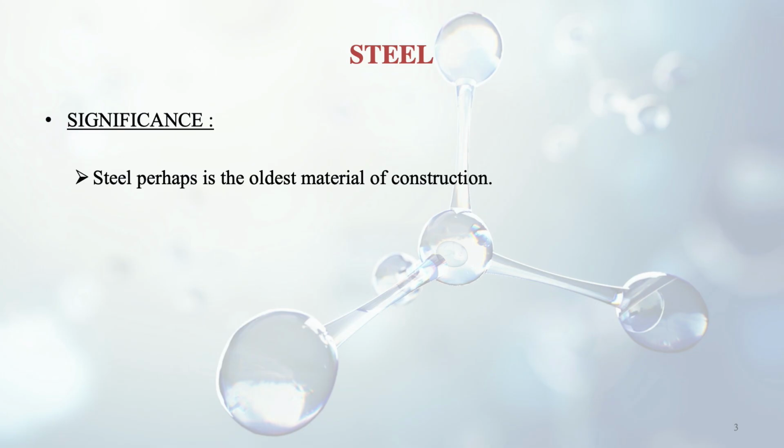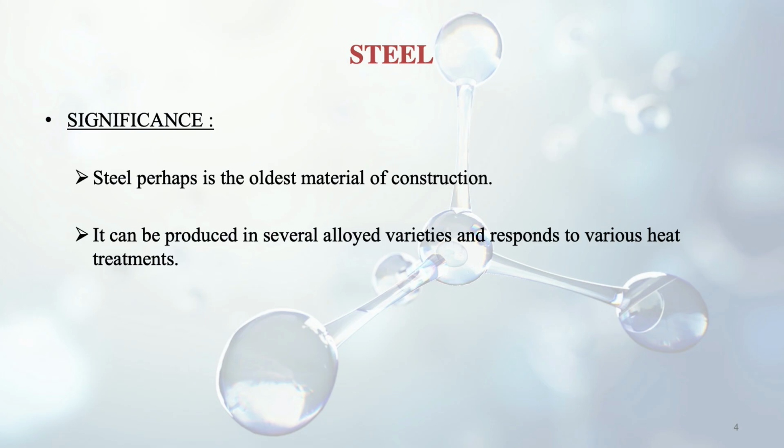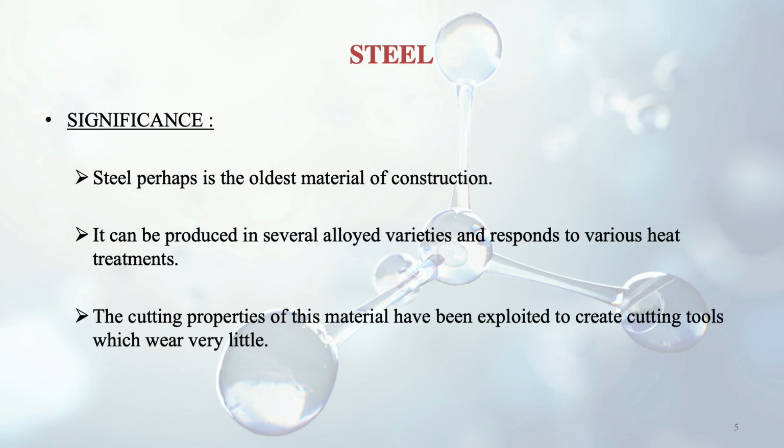So steel, what is the significance? Steel is the oldest material of construction known to human beings. It can be produced in several alloyed varieties and responds to various kinds of heat treatments. The cutting properties of this material have been exploited to create cutting tools which wear very little. From the primitive ages, steel was used for hunting. It is very sharp, so that's why we are using it as cutting tools even nowadays.